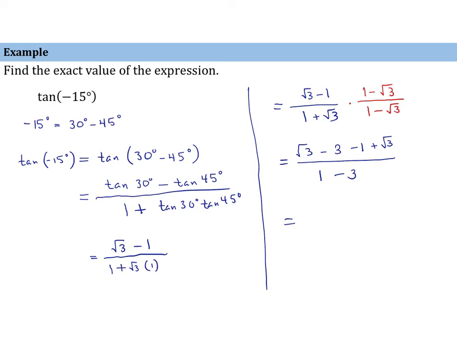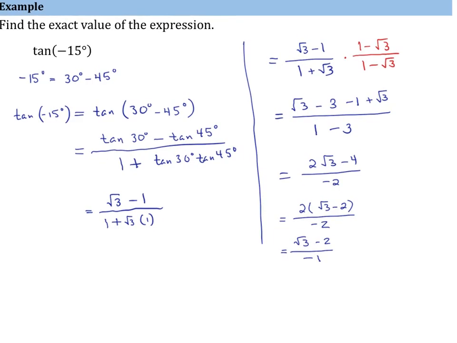Now simplifying the numerator, that gives us 2 square roots of 3 minus 4 over negative 2. And now if I factor out a 2 from the numerator, I can cancel, and now we have the square root of 3 minus 2 over negative 1. But if we divide something by negative 1, we end up with its opposite. So we will get negative root 3 plus 2.